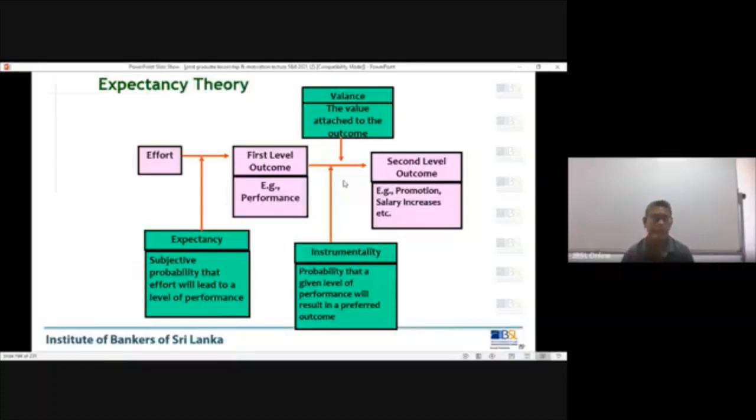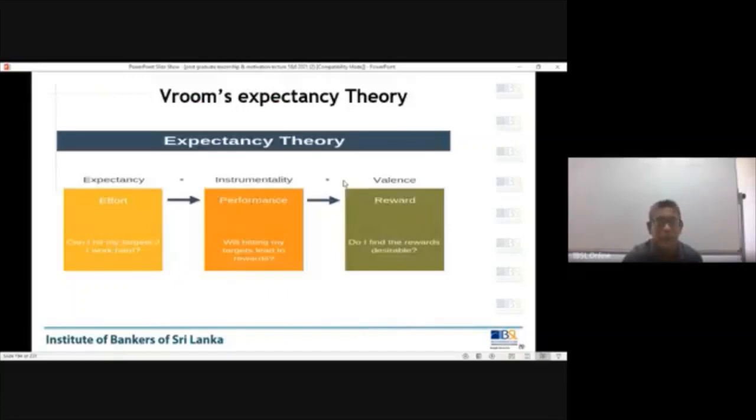Expectancy theory. The important things are effort and expectancy, instrumentality, and valence. These are the few things you need to look at. Expectancy means the effort, instrumentality means the performance, and through instrumentality you are going to get the reward, whether it is a reasonable reward for me for this achievement of performance.